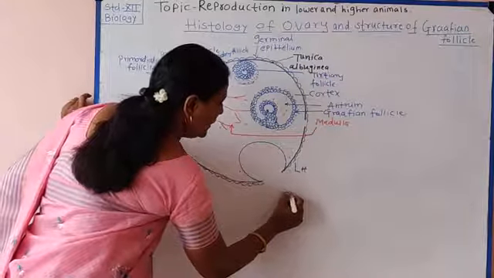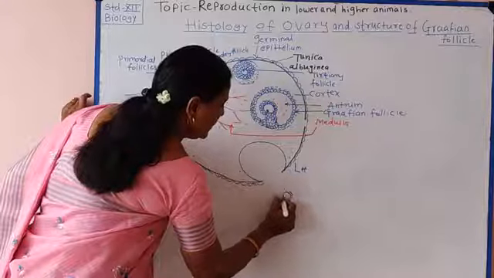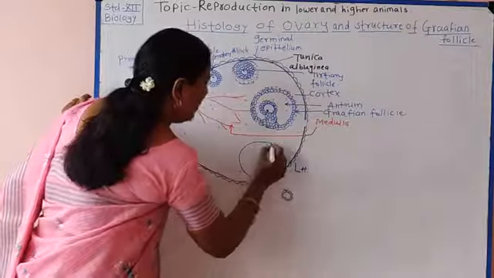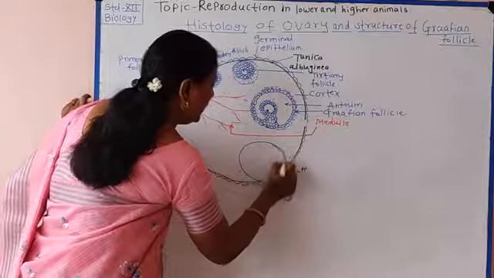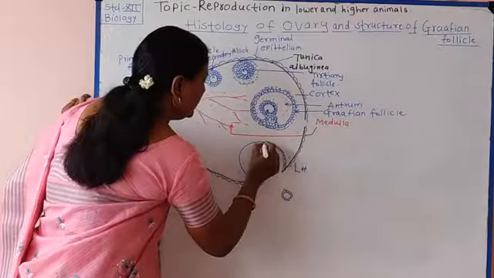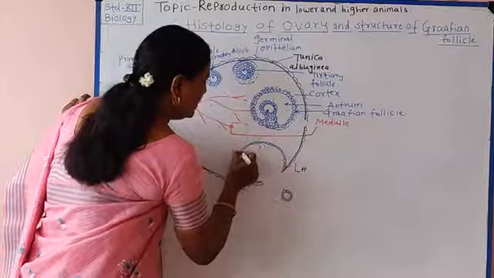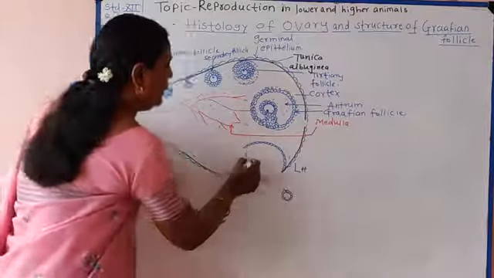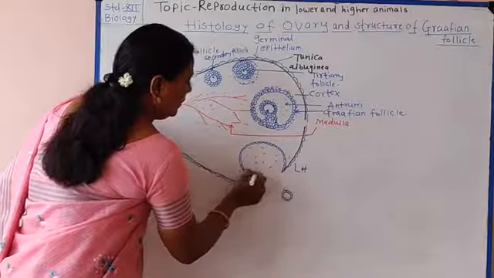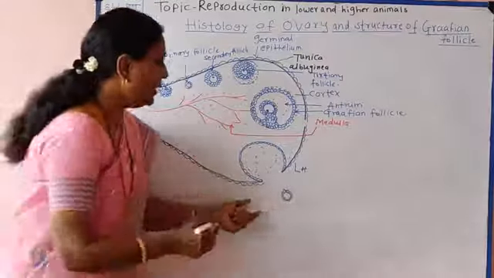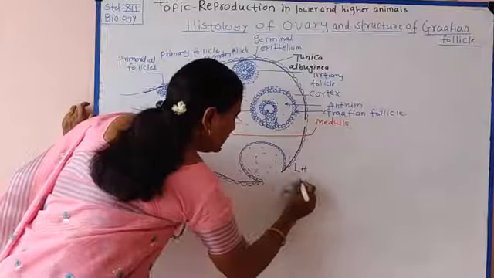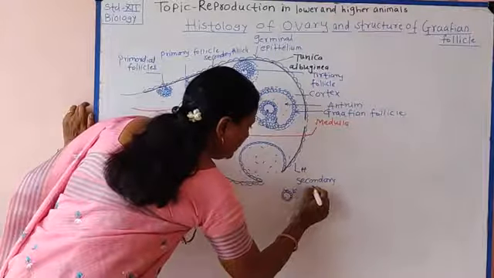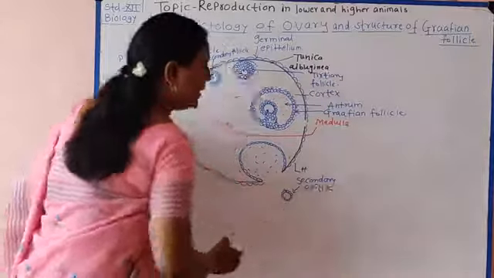released. So this is the secondary oocyte which is released from the Graafian follicle, and the empty Graafian follicle is present in the ovary. So the Graafian follicle is not released from the ovary, only the oocyte, the secondary oocyte.